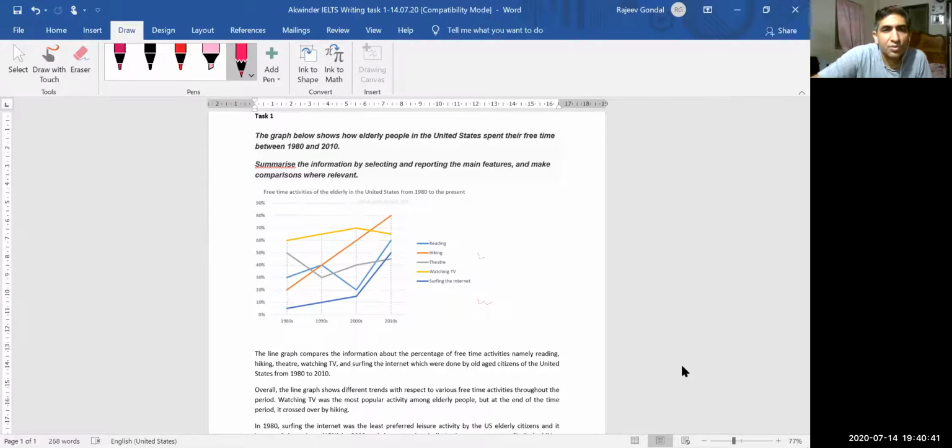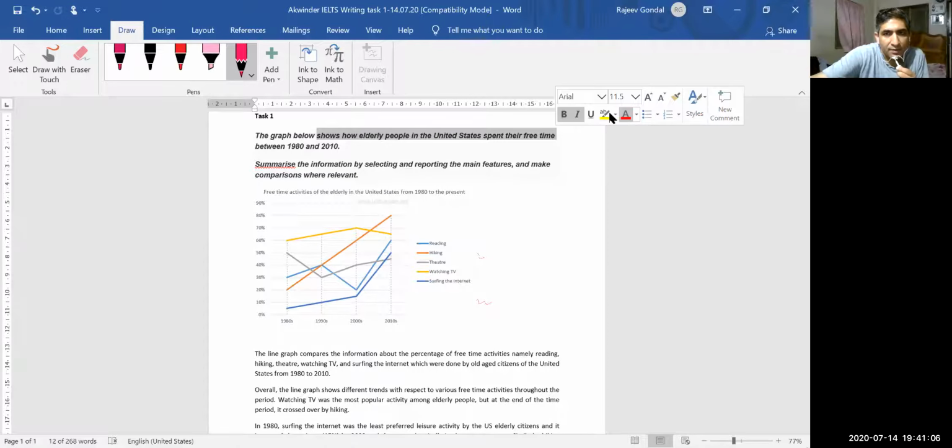The graph below shows how elderly people in the United States spent their free time between 1980 and 2010. Summarize the information by selecting and reporting the main features and make comparison wherever relevant. So basically, it shows how elderly people in the United States spend their time. This is the main agenda, or the main point: how elderly people spend their time between this time and this time. And as we can see, there are 5 activities.